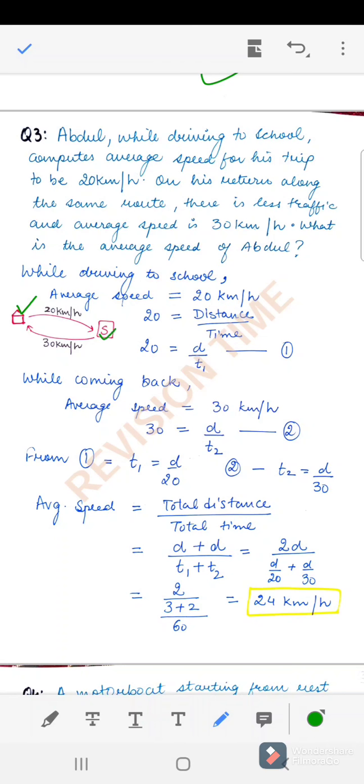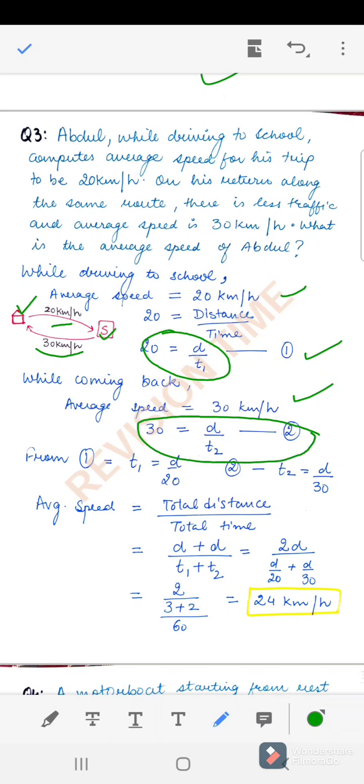So while going, he is covering 20 km per hour speed, and while coming back he is at 30 km per hour speed. So while driving to school, his average speed is 20 km per hour. We are given this. And what is the formula for speed? Distance over time. Simply we will put the values and we will get this equation where 20 we are already given, and we will take distance as d and time as t1 because we are not given these quantities. So we will mark this equation as 1. Also while coming back, similarly his average speed is 30 and we get this equation number 2.